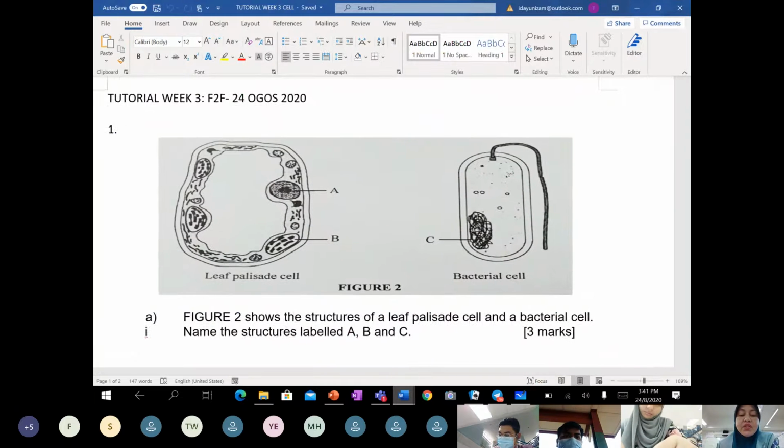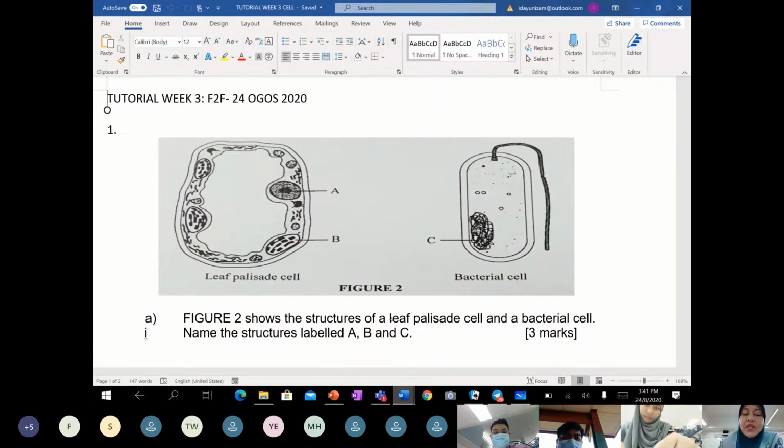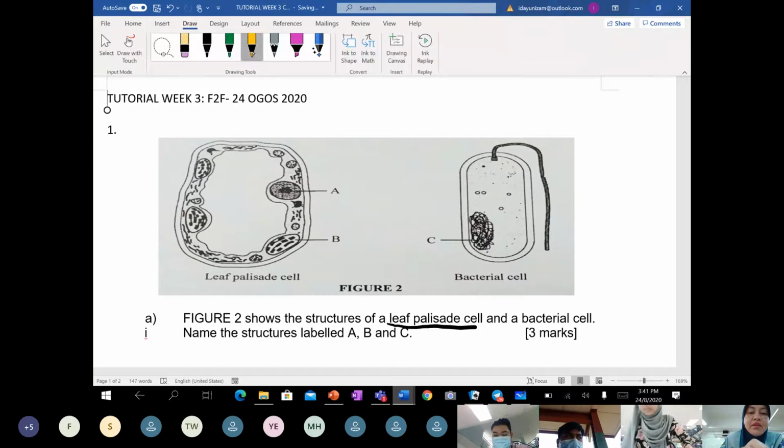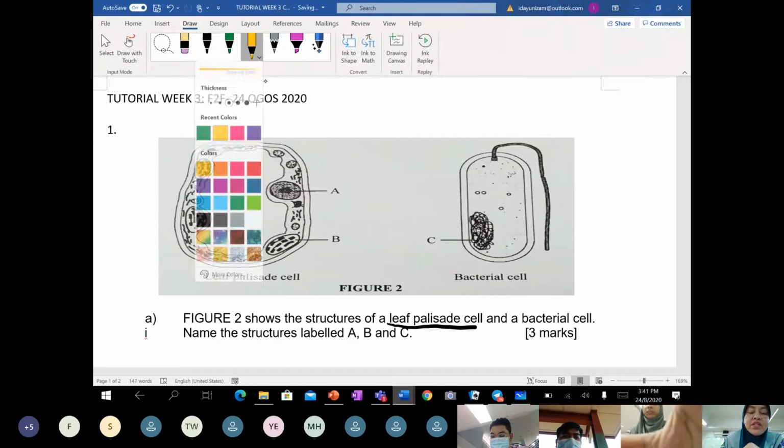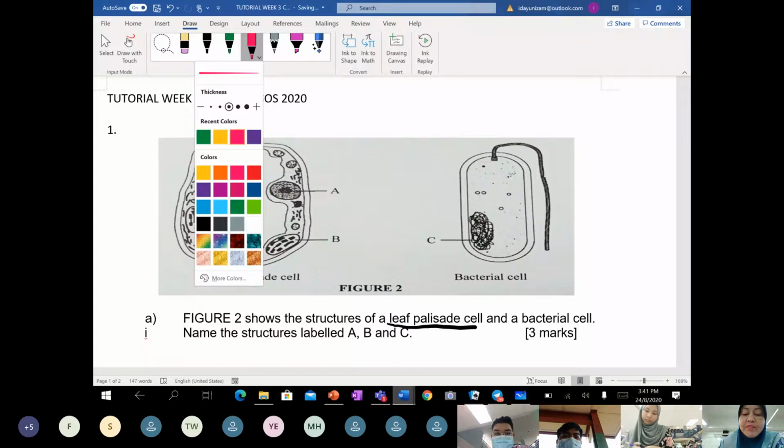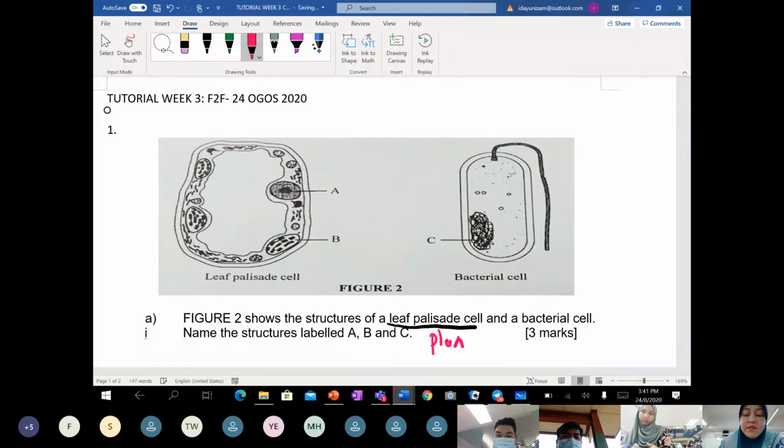Figure 2 shows the structure of a leaf. When teacher mentions leaf, this refers to a plant cell. Plant cell, compared to the bacteria cell as a prokaryote just now.